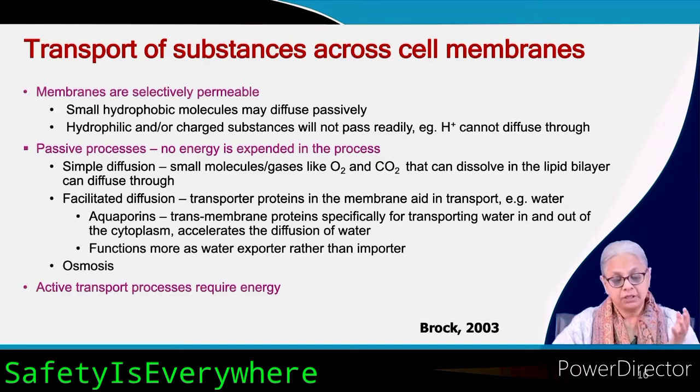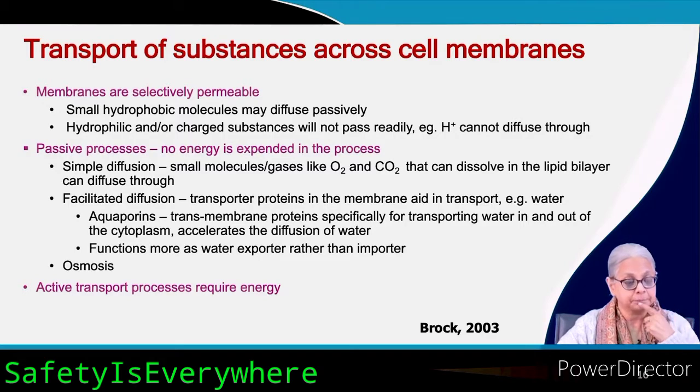You can also have hydrophilic or charged substances which will not pass readily. Now remember that we are dealing with an oily layer. This oily layer is a non-polar solvent. It will not allow anything like an ion to pass through. Even a proton cannot diffuse through. So that is how impermeable it is. So it's not just the size of the molecule that will determine whether it goes in or out. It's also the charge that will determine whether it goes in or out. So hydrophilic or charged substances cannot pass in and out of the cell through the membrane.